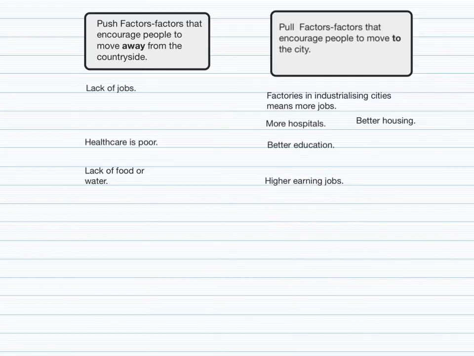So as I said, you can always do the opposites to find out more push factors and pull factors, and you can add some more to your lists if you would like as well.